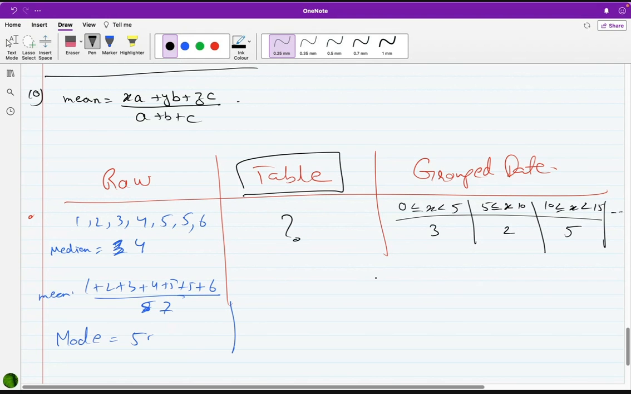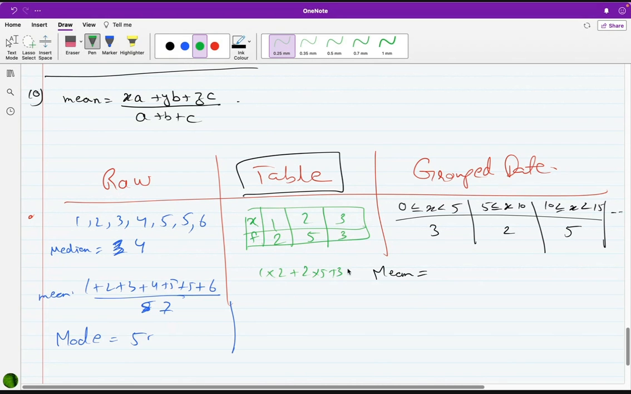Now, how will we calculate the mean? Mean in table form was: this is x, this is frequency, 1, 2, 3, and 2, 5, 3. So the mean was 1 into 2 plus 2 into 5 plus 3 into 3, the numbers, divided by the total number. That was the mean. And now it has the same nature, but which number do we select?